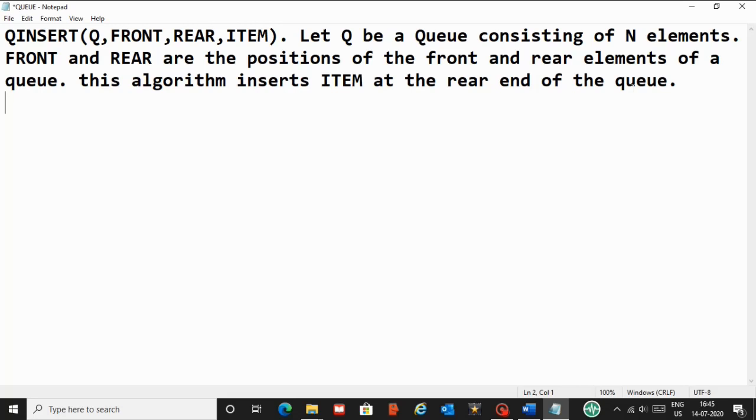This algorithm inserts an item. Item is the element which you are going to insert into the queue at the rear end, because insertion happens from rear and deletion happens from front. So, shall we start with the algorithm? Step 1, please make a note of the statement. Don't forget. Step 1, first I should check for the overflow condition, because first I have to check whether there is any place or not.